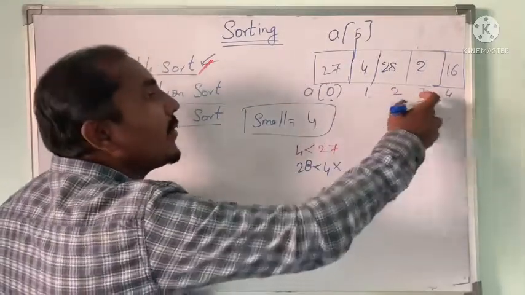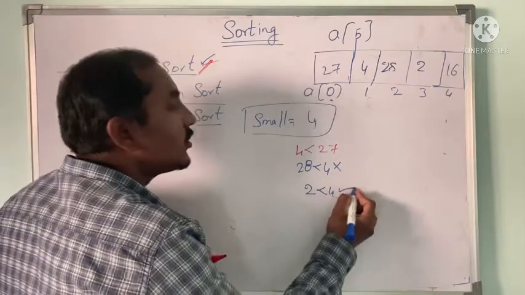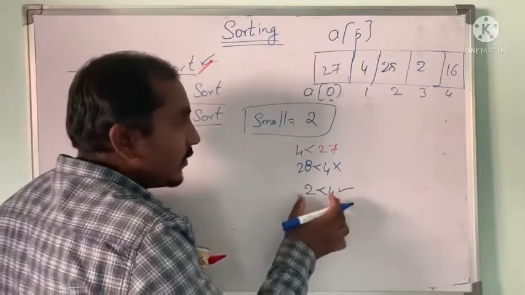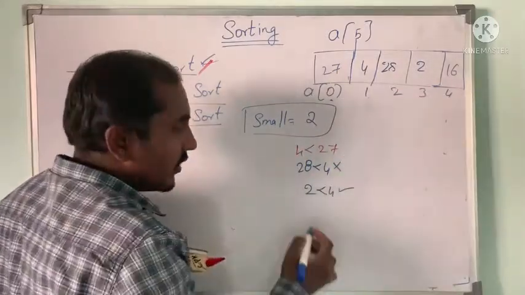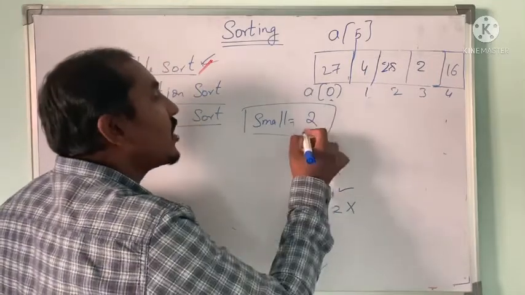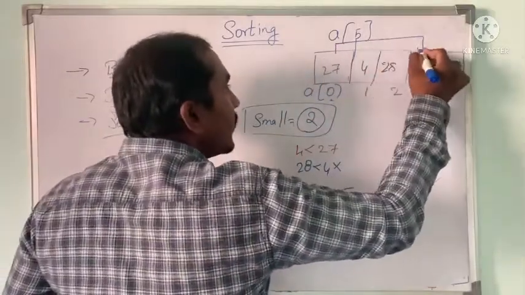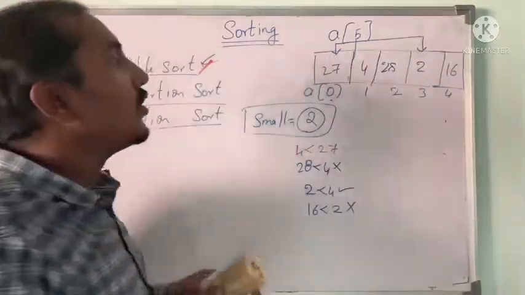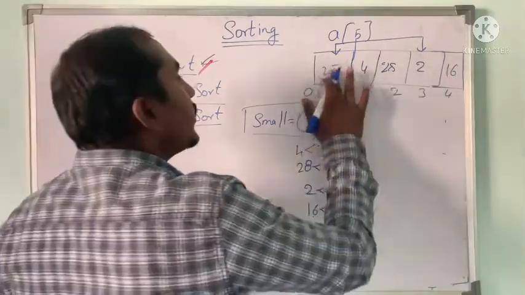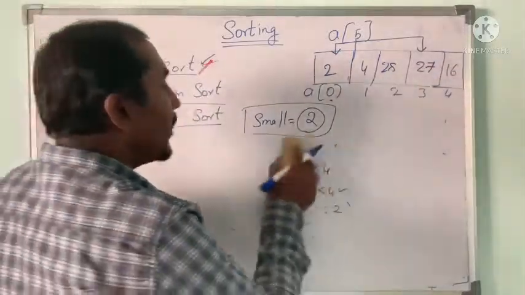And again we are going to compare with the next element, that is whether 2 is less than 4. This is true. In that case, the smallest element will change to 2. Again, we are going to compare it with 16. That is whether 16 is less than 2. This is false. So the smallest element is 2. Now we are going to swap this element with this element. That is 27 and 2 will be swapped. So I'll get 2 here and we'll get 27 here. So this will complete pass 1.